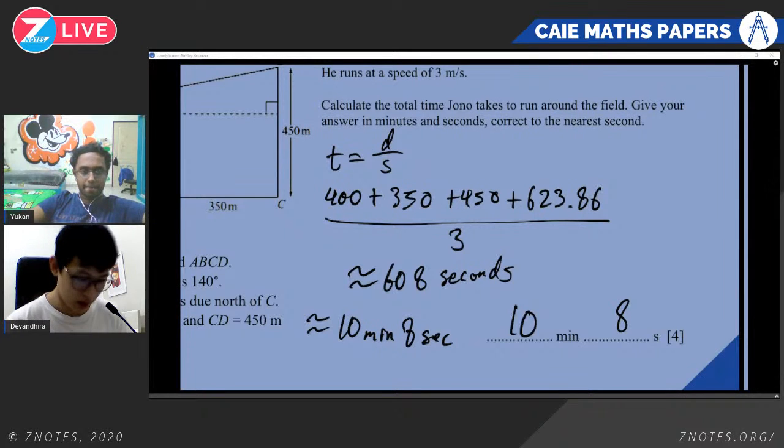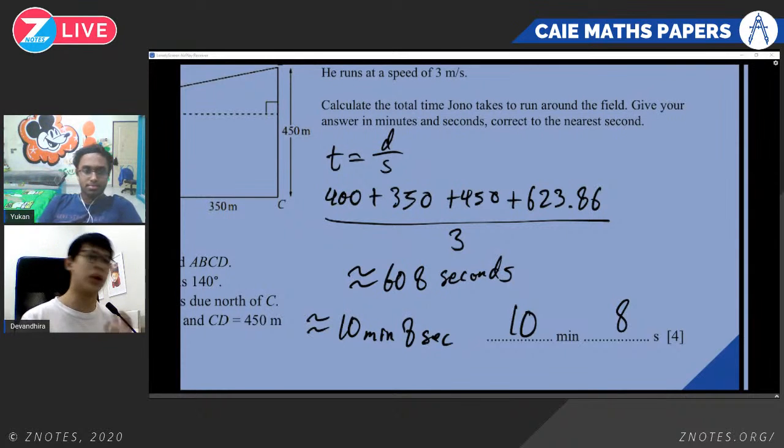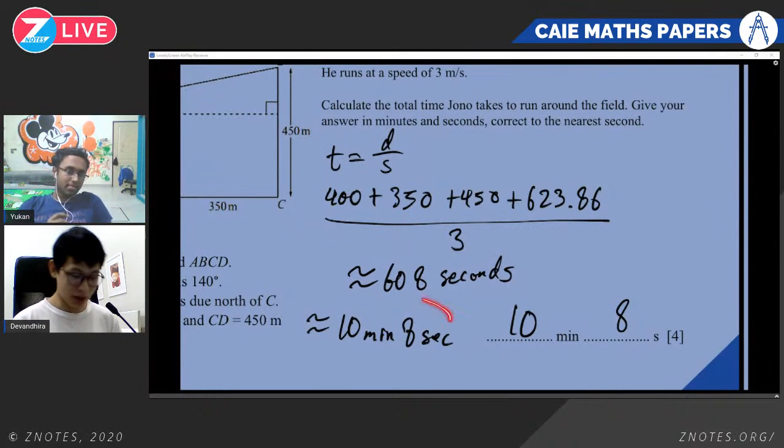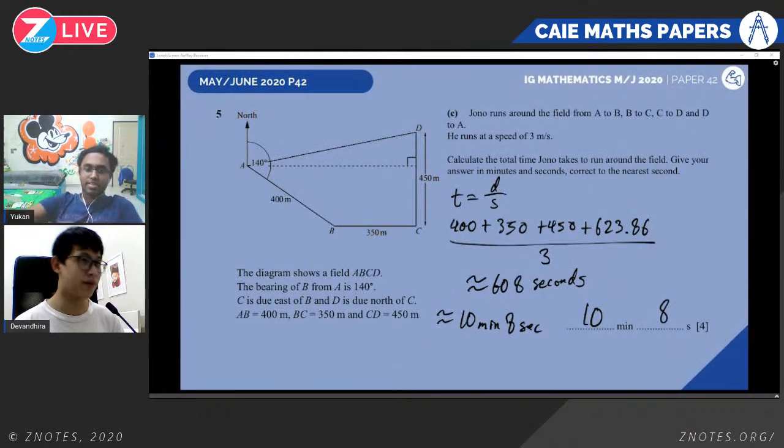Exactly. So if we're going to convert this, basically it's just divide by 60. That's the short answer. So you should get about 10 minutes and 8 seconds, and that is your answer. Is this the correct answer, Yugen? Yeah, that's the correct answer. Anything you want to add here?